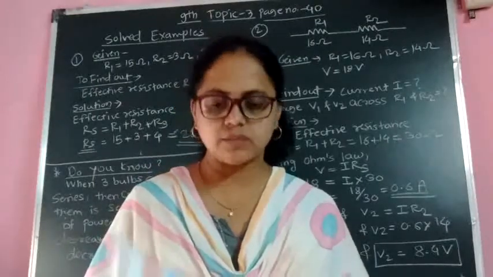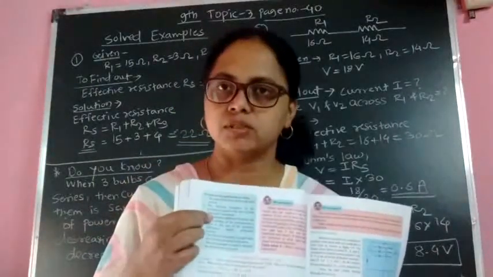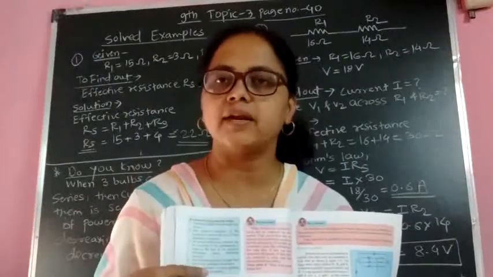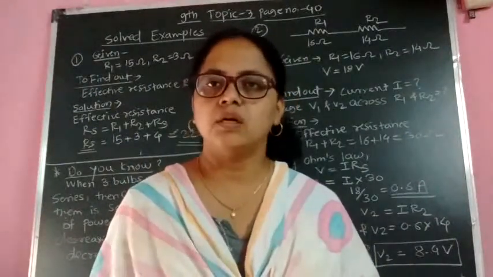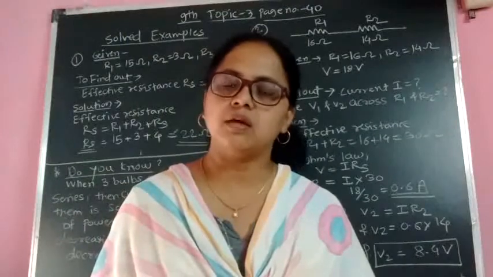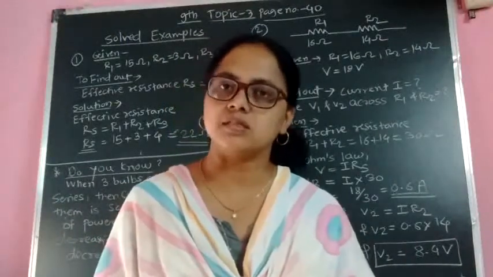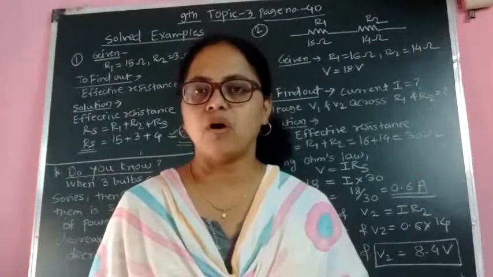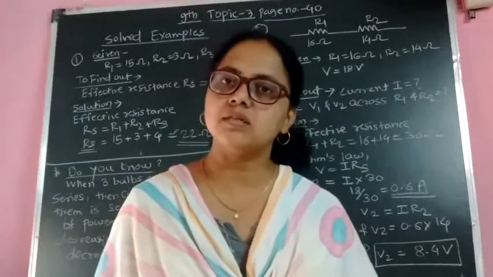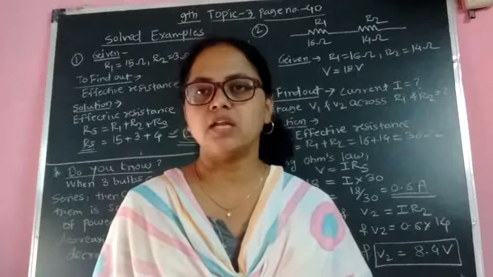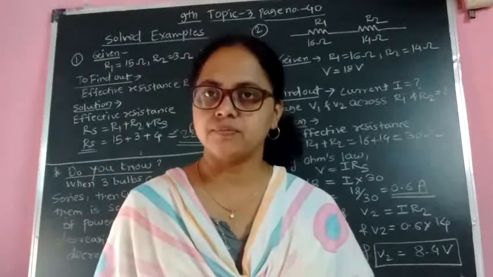This information is given in the information box. You can see on page number 40, this is the first information box. These are nothing but the characteristics of a circuit when resistors are connected in series. So when a question is asked, write the characteristics of an electric circuit when resistors are connected in series, then you have to write all these points. I am going to read.